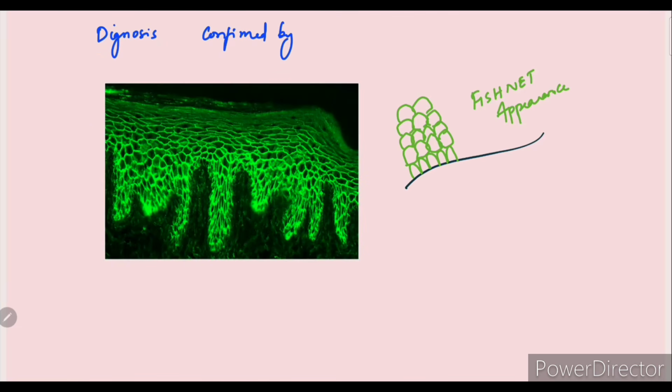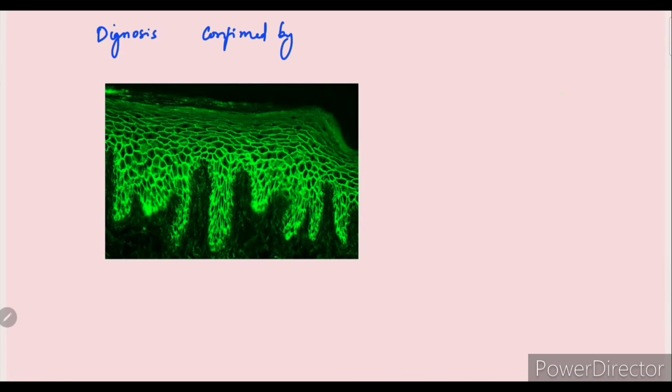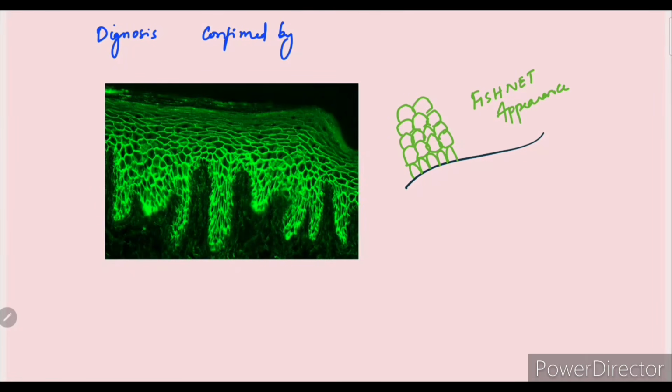After histopathology, direct immunofluorescence is done to confirm the diagnosis. In direct immunofluorescence, the tissue specimen is coated with fluorescent-labeled anti-human antibodies. This will detect the autoantibodies bound to the desmosomal components, which will appear as a fishnet or chicken wire pattern due to intercellular deposition of antibodies over the surface of keratinocytes.